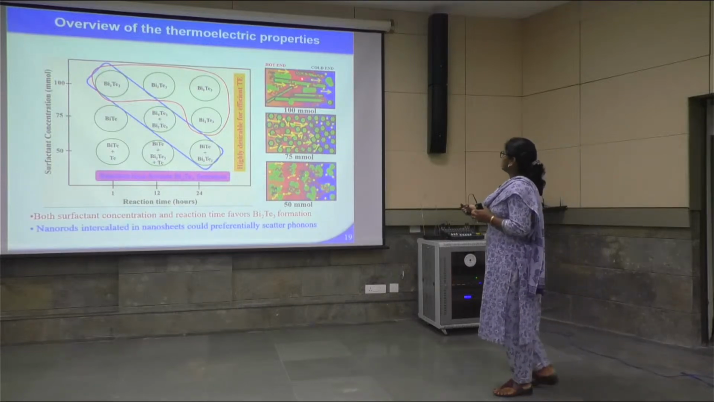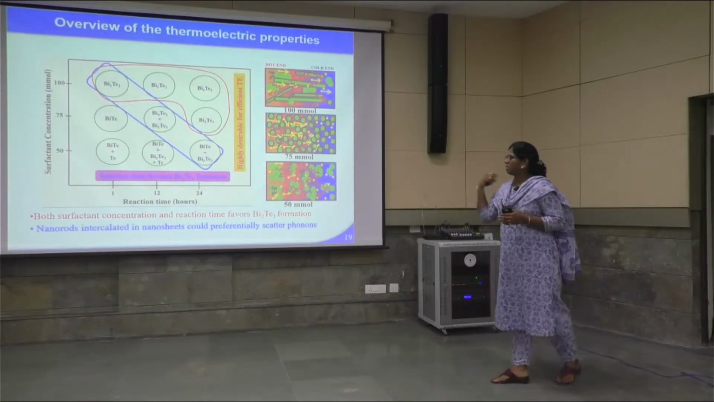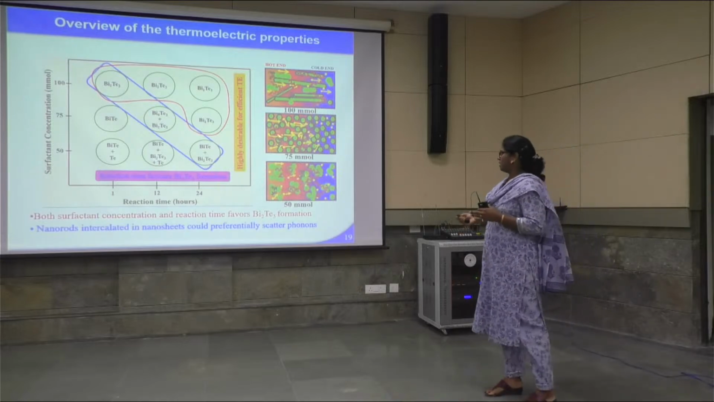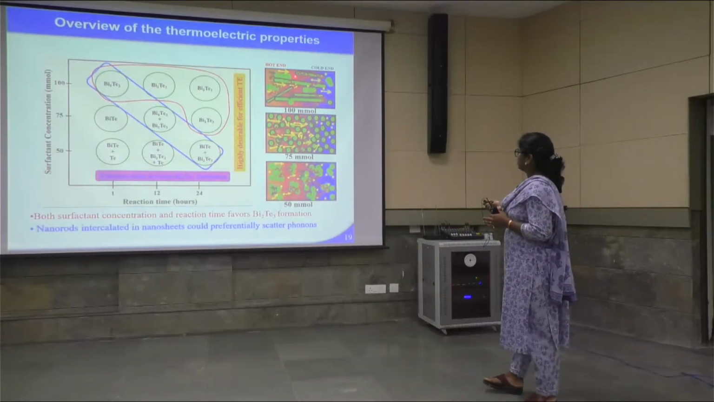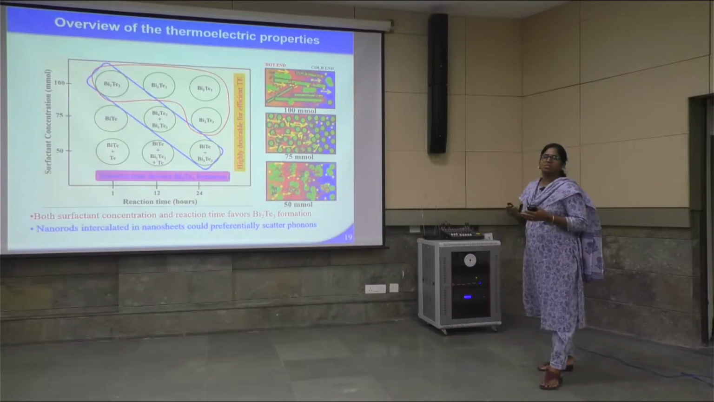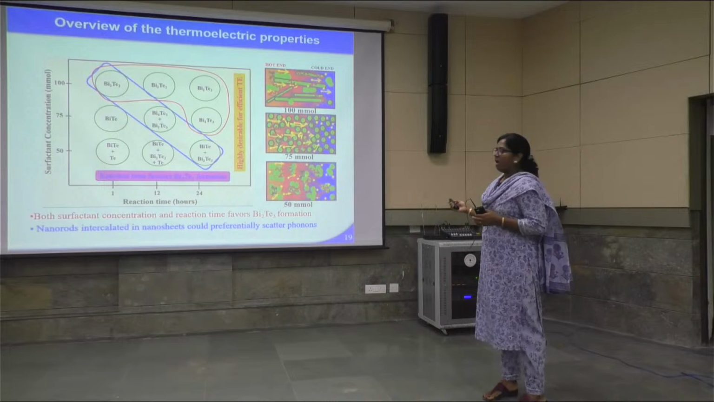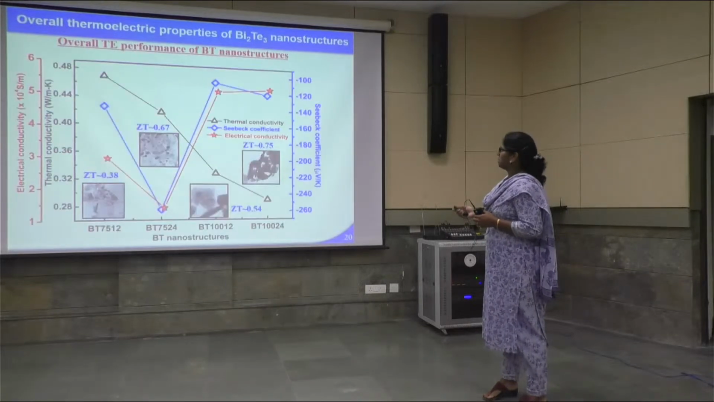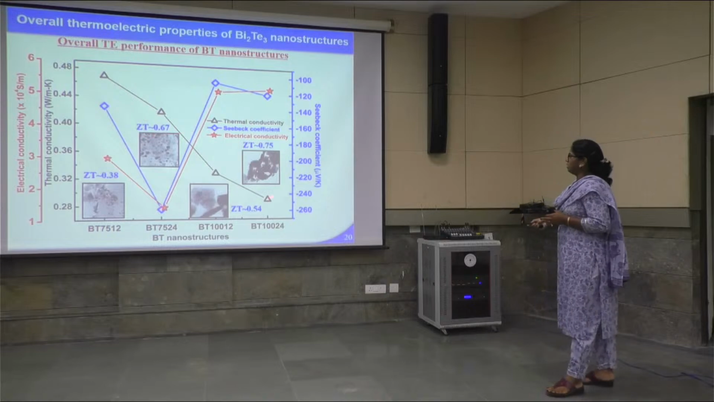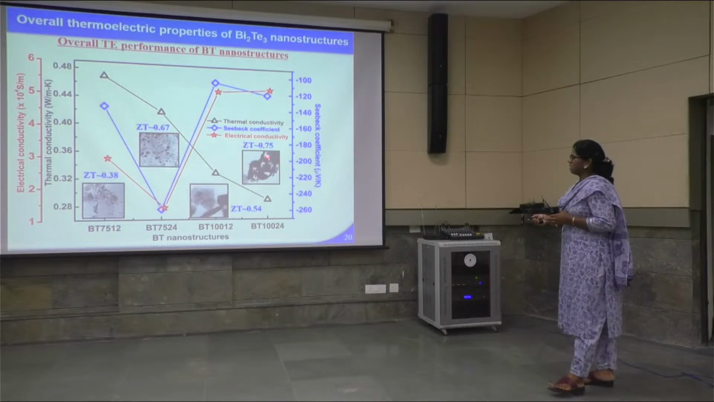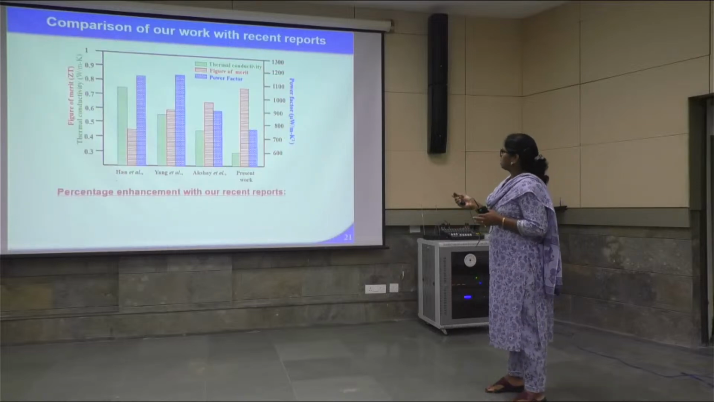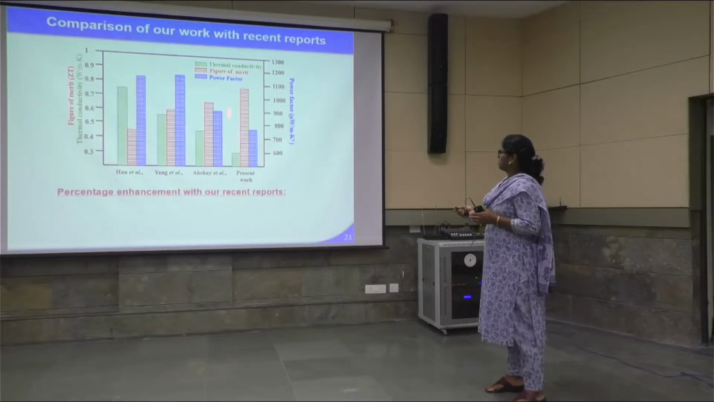Because of these nano sheets, the thermal conductivity is held, and these nano rods, of course, got incorporated in these short nano sheets, and that could preferentially help to scatter the phonons, and that has reduced the thermal conductivity. So the overall performance, when we checked against the earlier work, for this 0.75 is the highest in these materials still reported. And this is the comparison we have done with some of the recent work.